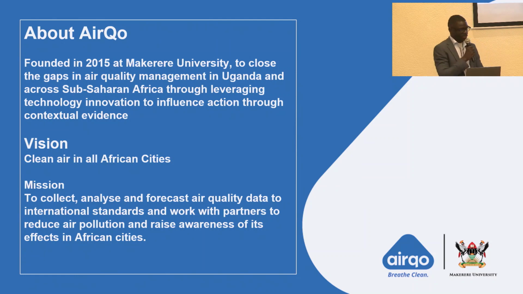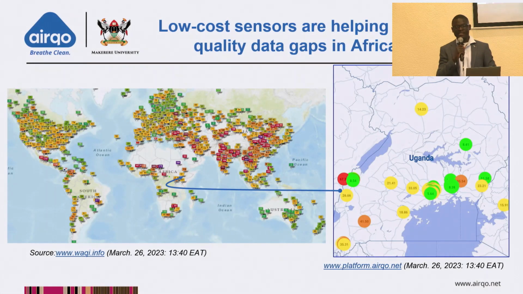I imagine we already know a bit about AirQo, from Makerere University since 2015, with the vision and motivation to close the air quality data gaps in Africa, to improve air quality management in Uganda and broadly in Africa, trying to build a very broad-based, holistic model that can be replicated in other settings in Africa. So we have a rather ambitious vision for clean air for African cities.